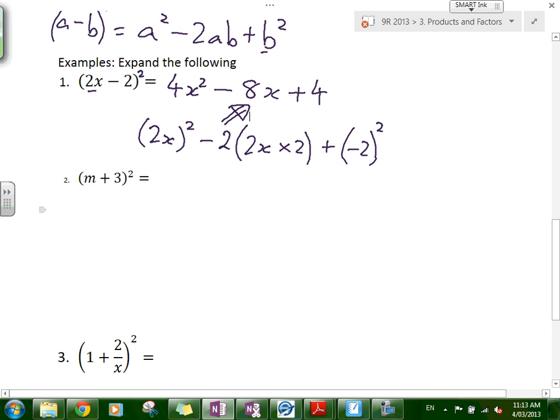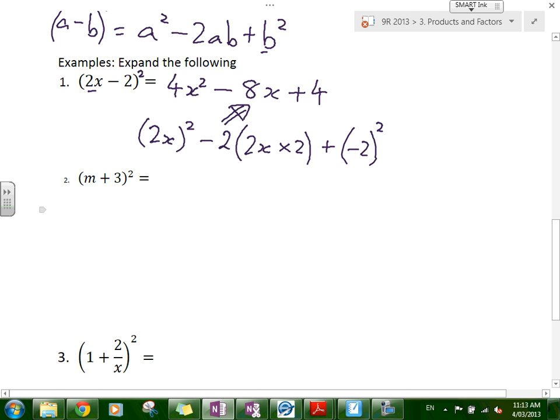2x times minus 2 is minus 4x. And if I double minus 4x, I get minus 8x. You see I've got these 2 terms, I've got 2x and I've got minus 2. So I multiply them together, what do I get? 2x and minus 2, minus 4x. And if I double minus 4x, what do I get? Minus 8x. So that's where I've got to times those 2 together and then double them.